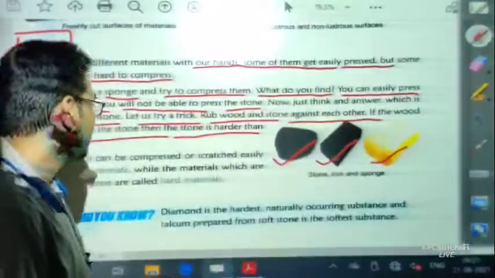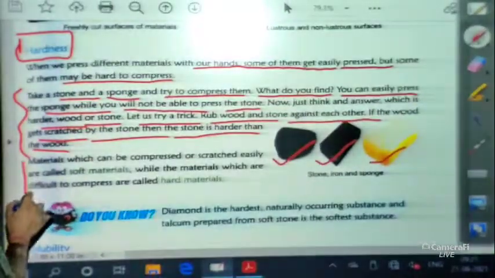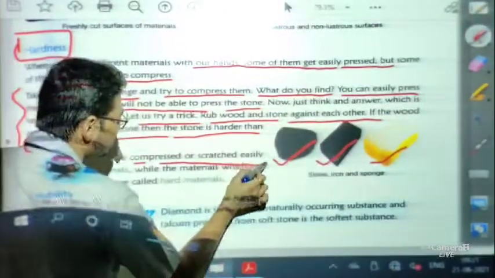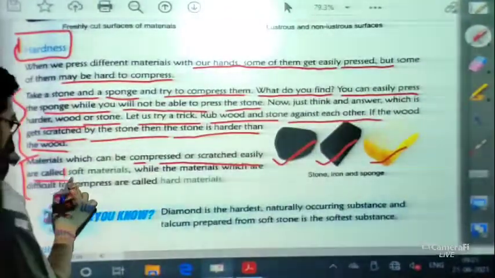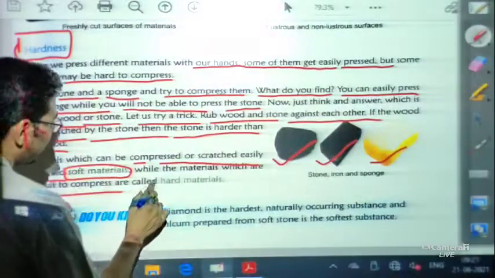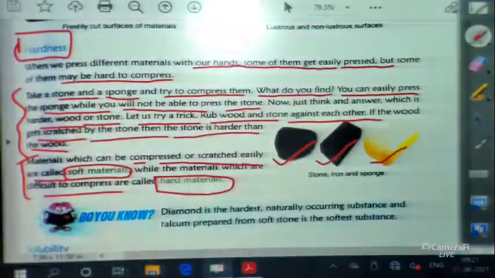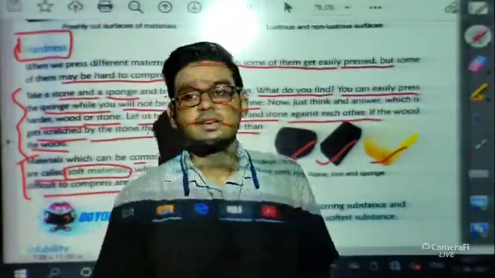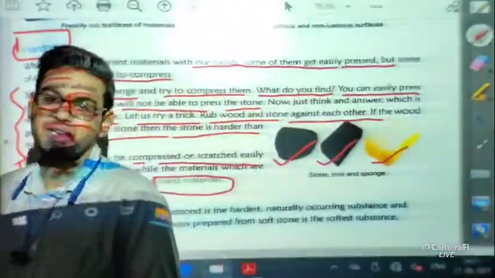Okay. So the definition is that materials which can be compressed or scratched easily are called soft materials. Okay. And the materials which are difficult to compress are called hard materials. Okay. So two types of materials are there in the property of hardness.